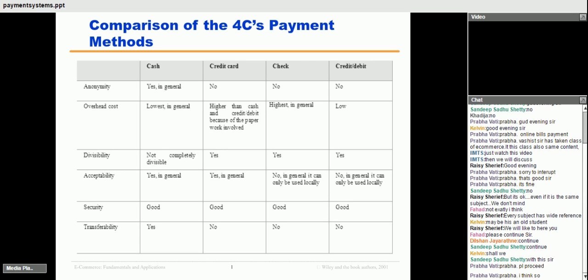Now what are the 4 C's through which we can make payments? One is cash, one is credit card, one is check, and one is credit debit. So these are the 4 ways we use to make payment.